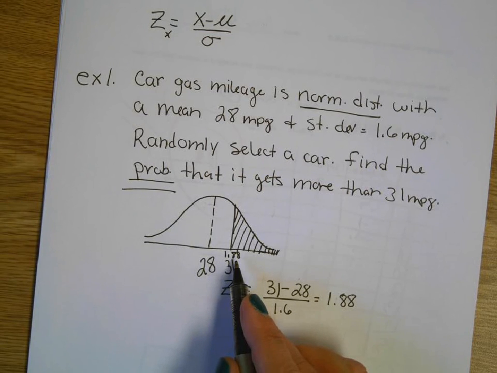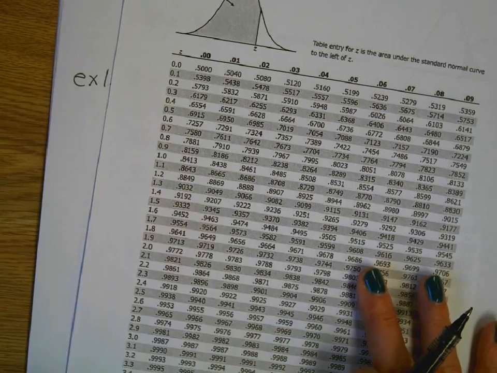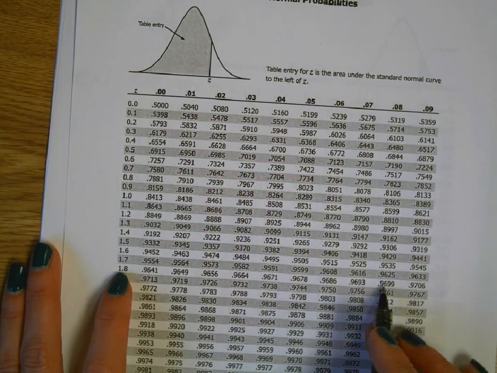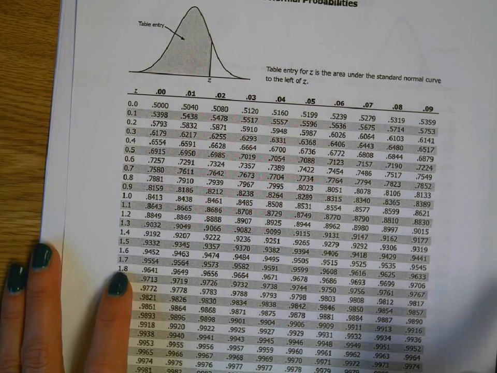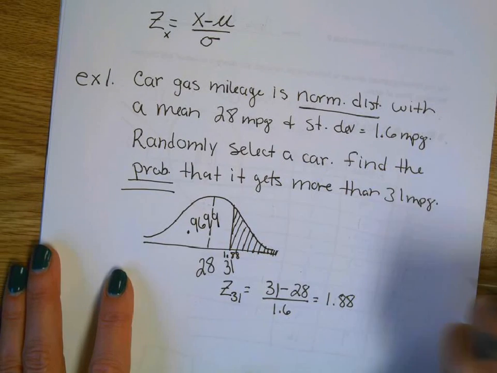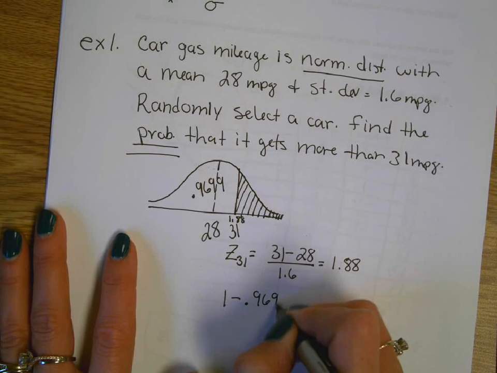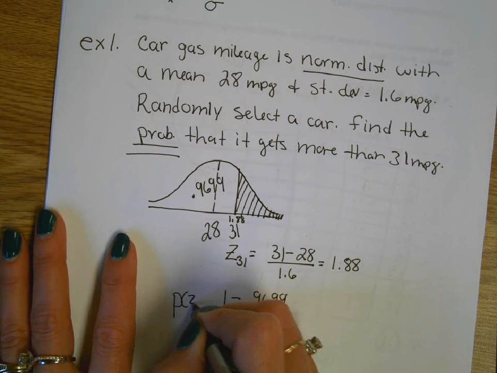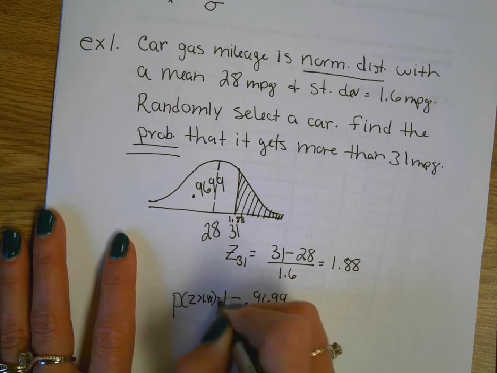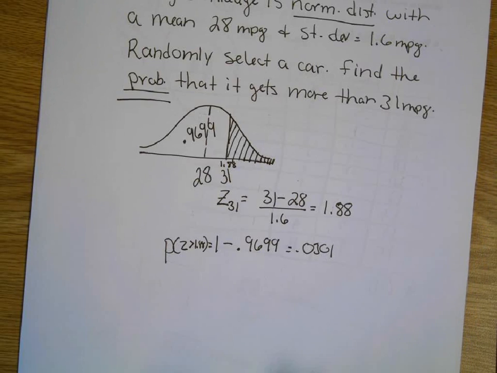So if we look up 1.88, what area is that actually representing? To the left. So let's write that down. Positive 1.88, so that's 0.9699. But we wanted the area to the right, so how do you get the area to the right? 1 minus. So only about a 3% chance of picking that car that hits that statistic.